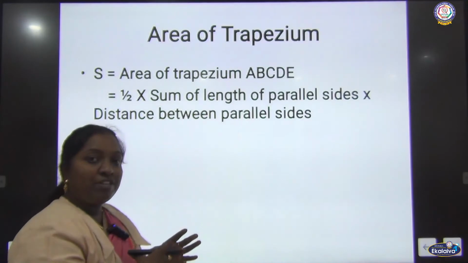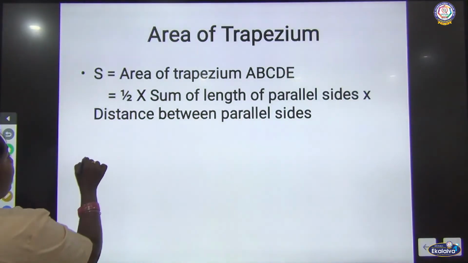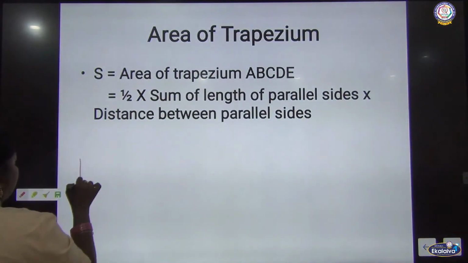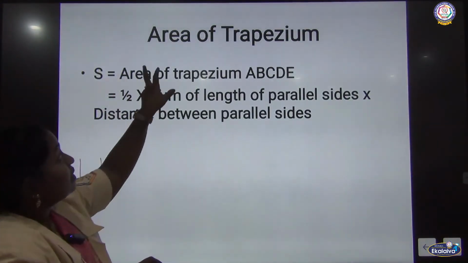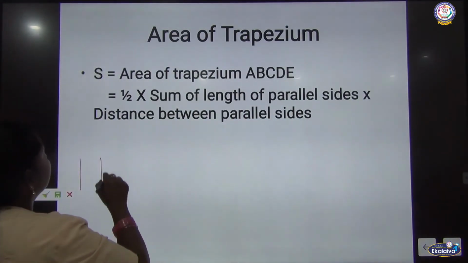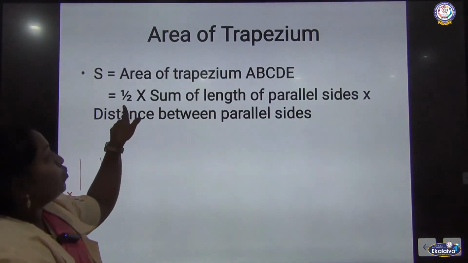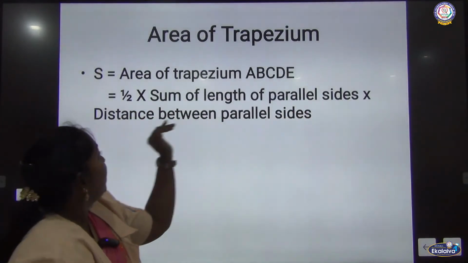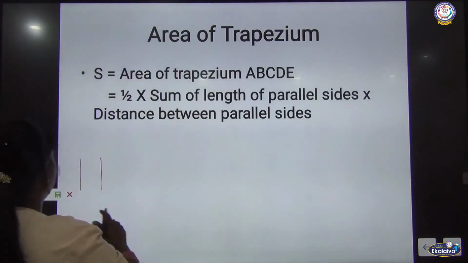Trapezium means having parallel sides. Parallel means facing each other. This facing each other is called parallel. So with the help of the area of a trapezium we can also measure the distance. See, area for trapezium, the same area ABCDE. What is the formula for trapezium? Half into the sum of the lengths of parallel sides into the distance between the parallel sides. So this same rough graph, let me draw here.